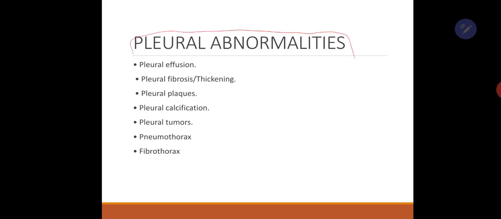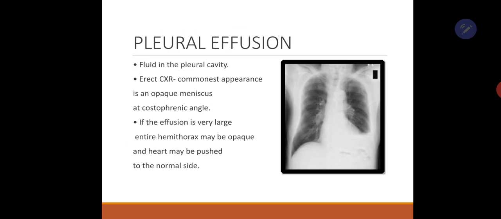Some common conditions we see: pleural effusion, pneumothorax, and we will be discussing more about pleural effusion and pneumothorax. Pleural fibrosis, thickening, plaques, calcification, pleural tumors, and fibrothorax are just the add-ons to what we commonly see in pleural abnormalities. Pleural effusion: fluid in the pleural cavity, that is pleural effusion.